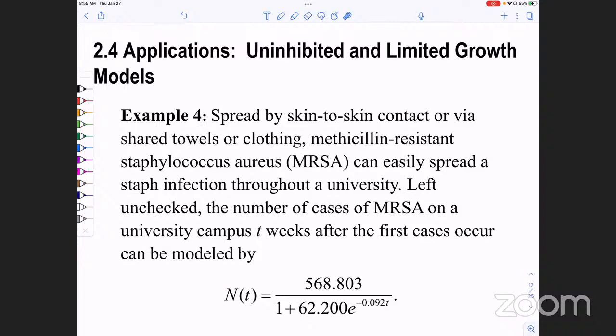I'm gonna try one more time. Staphylococcus, I think that's it. That's the best I can do.